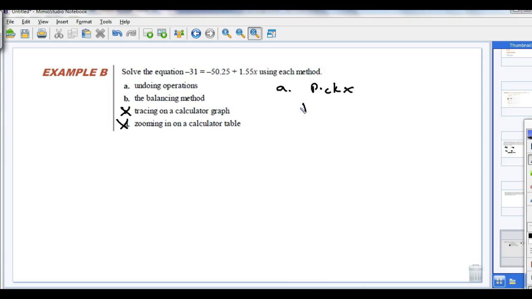And then we're going to multiply by 1.55. And then we're going to add negative 50.25. Alright, so instead of add negative, let's add positive 50.25. And let's divide by 1.55. Alright, and what number do we have to start with? Negative 31.